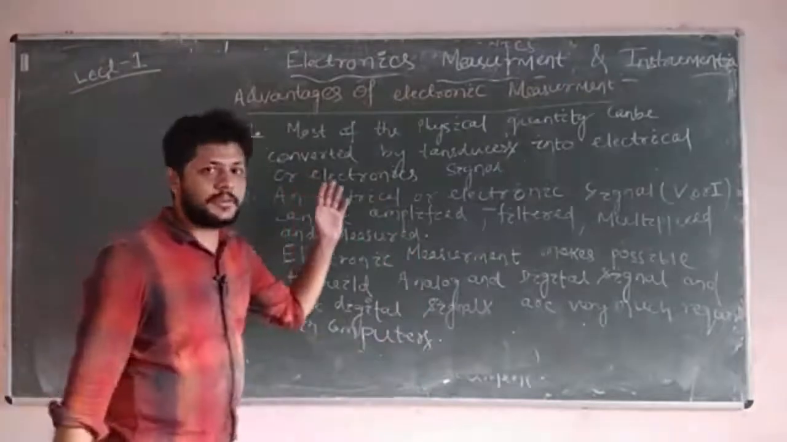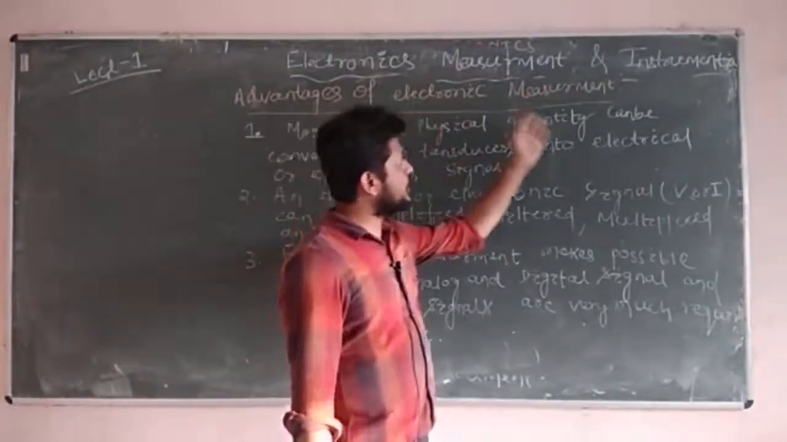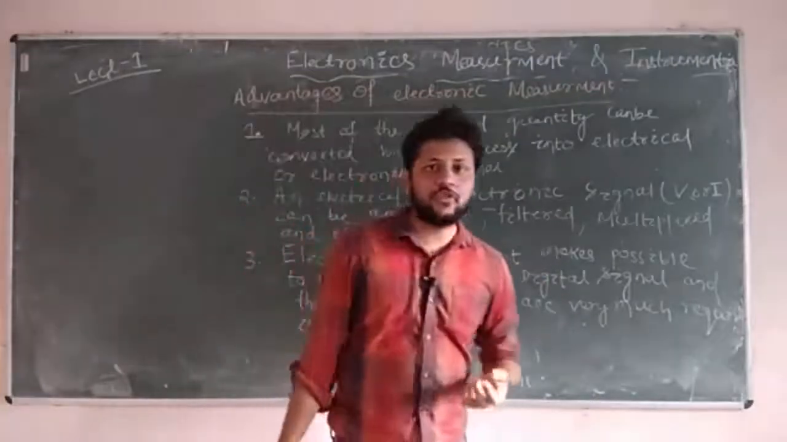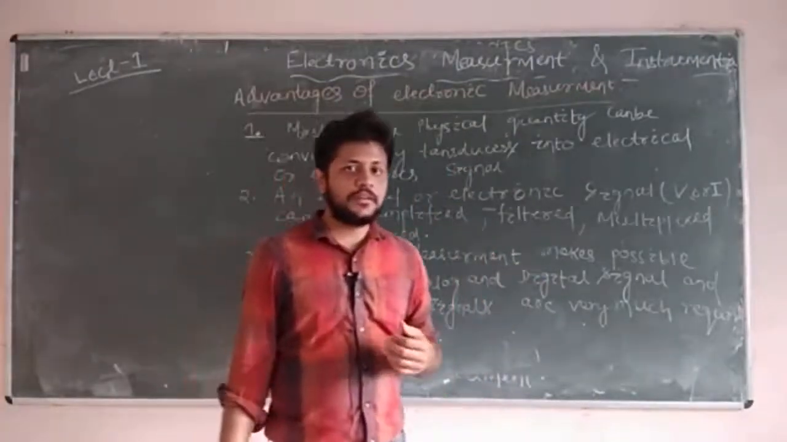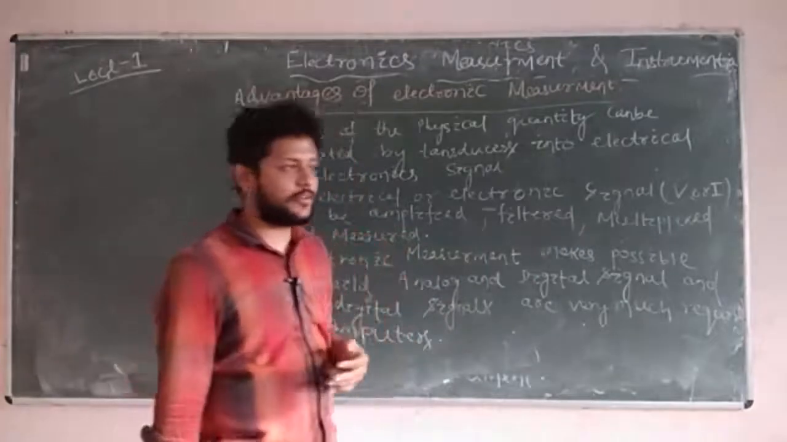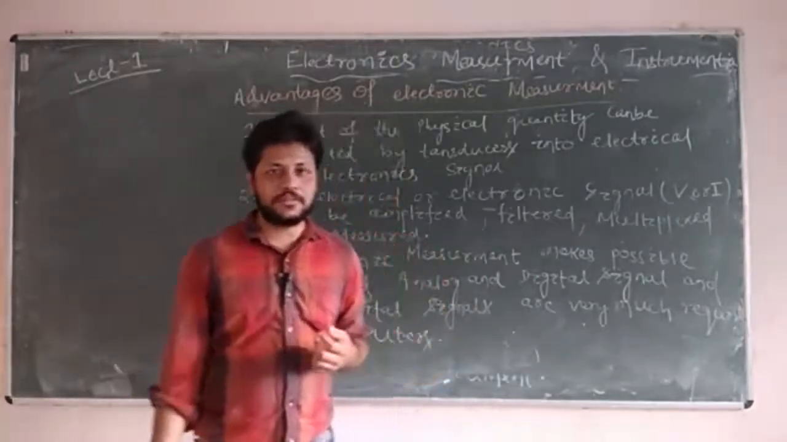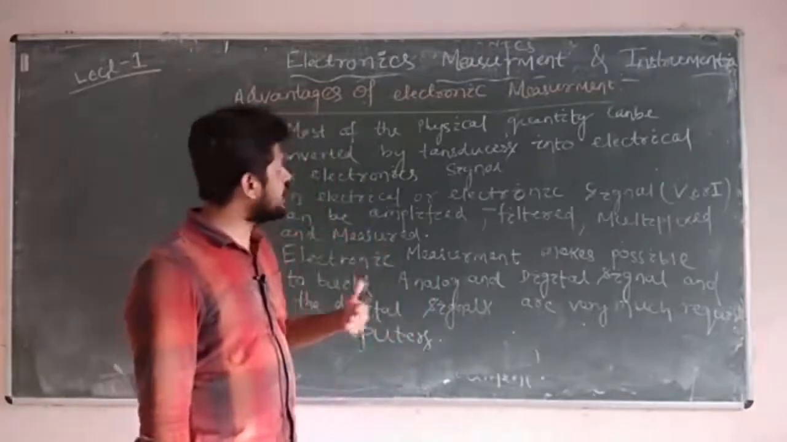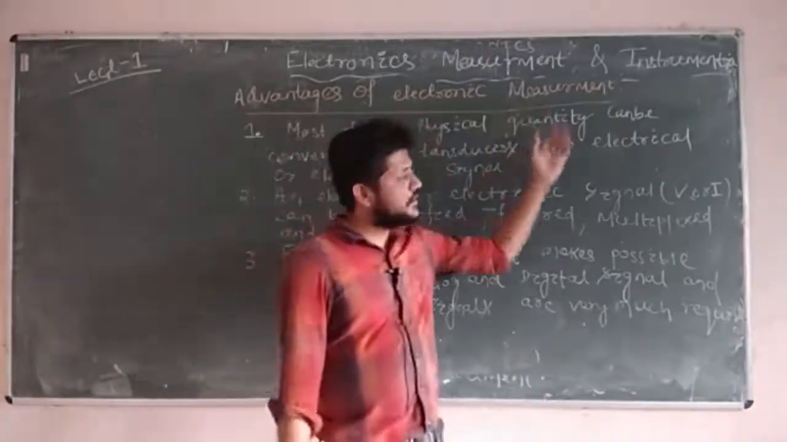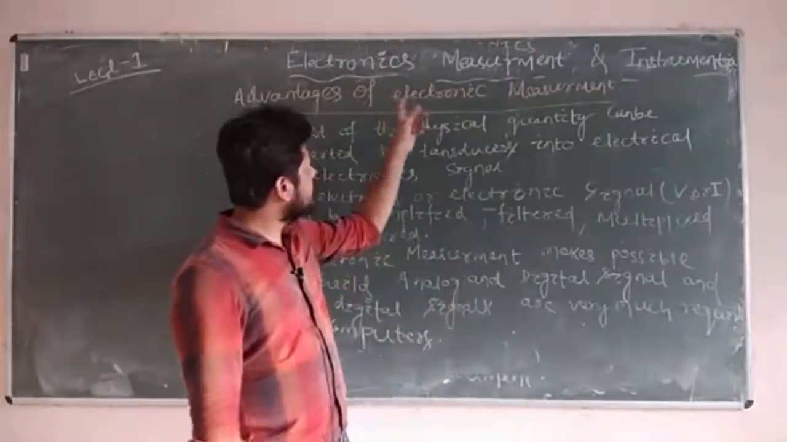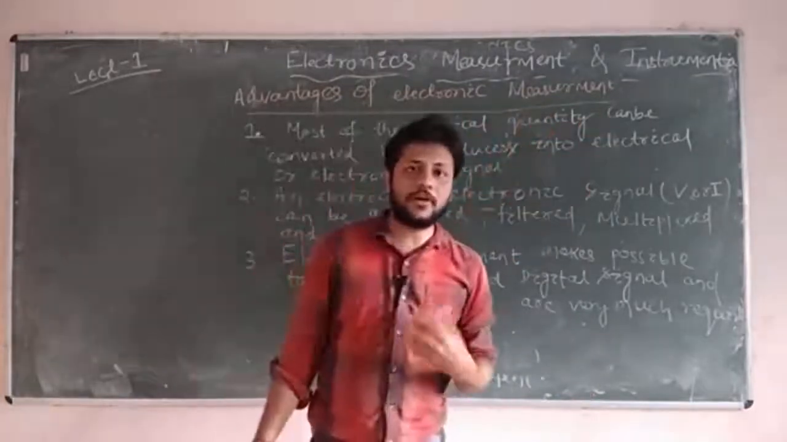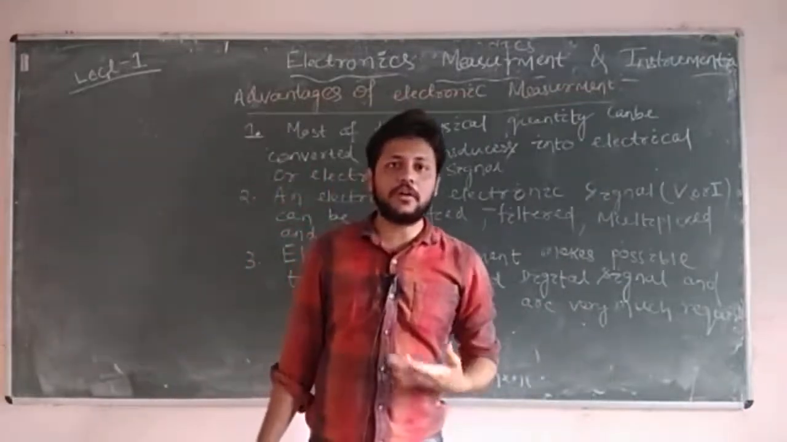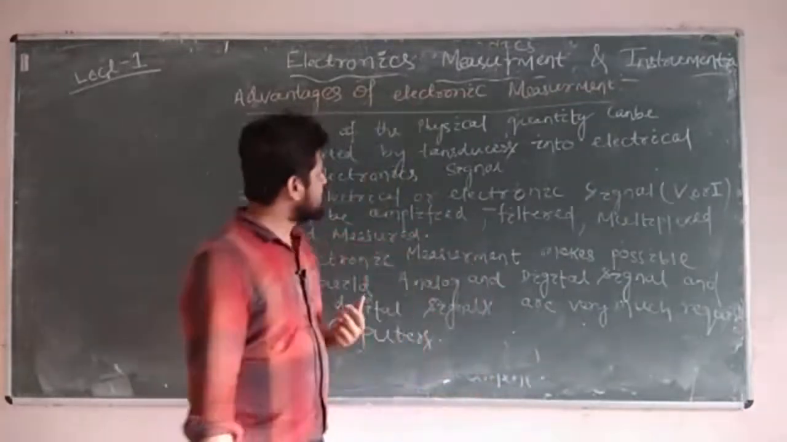So here I have listed some of the advantages of electronic measurement. In earlier days we used electromechanical instruments for measurement, but there are many disadvantages in electromechanical instruments, for example high power consumption, low accuracy, low reliability. In order to overcome that, we have electronic instruments. That's why the subject is known as electronics measurement instrument. Nowadays we extensively use electronic instruments to measure our parameters.